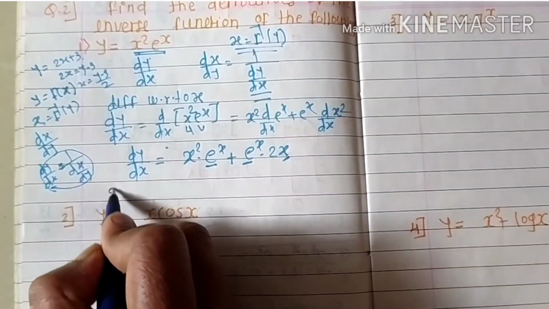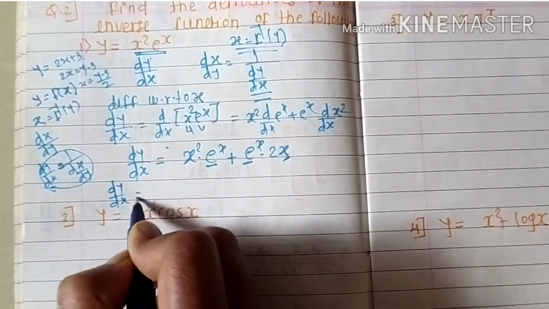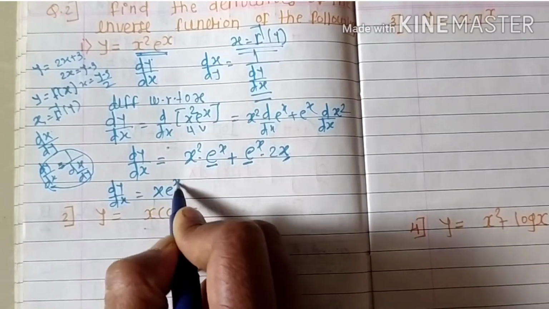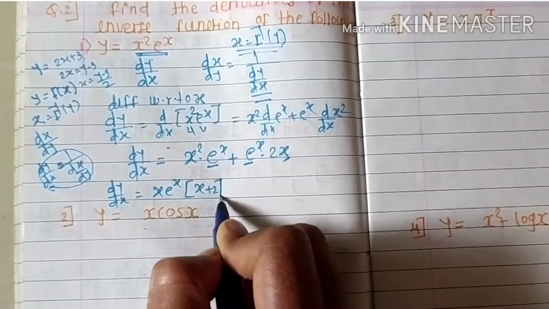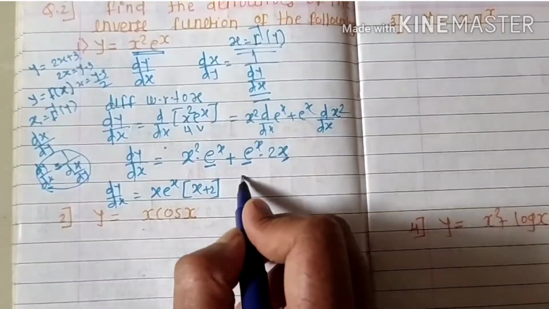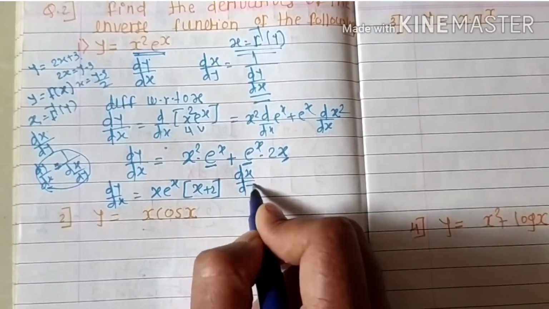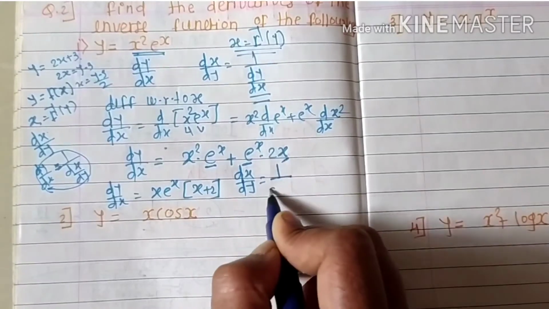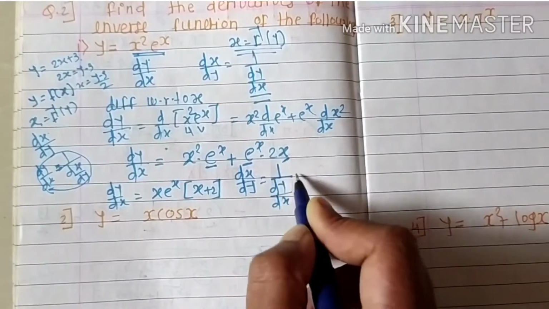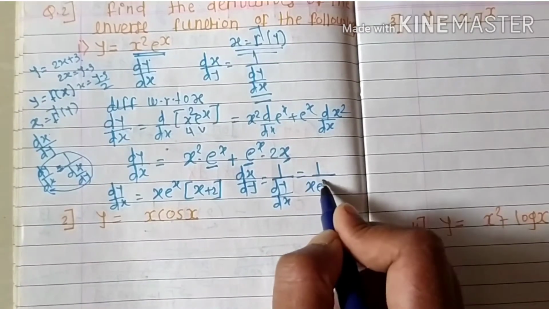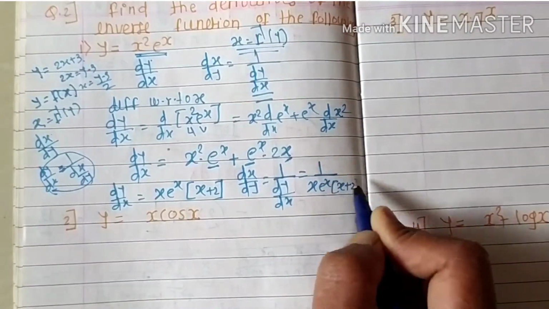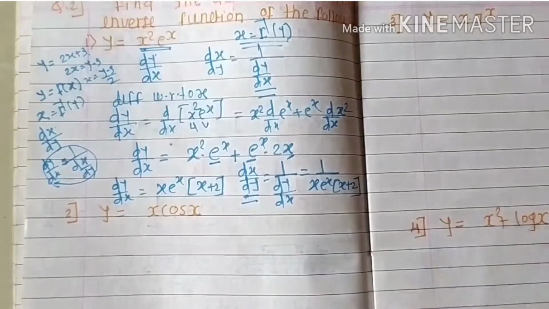Then we take this outside. Therefore dy by dx is equal to, if you take x into e raised to x outside, what remains is x and 2, that is x plus 2. This is the value of dy by dx. But we want dx upon dy. What is dx upon dy? It is 1 upon this dy by dx, that is 1 upon x e raised to x into x plus 2, which is the value of dx upon dy.